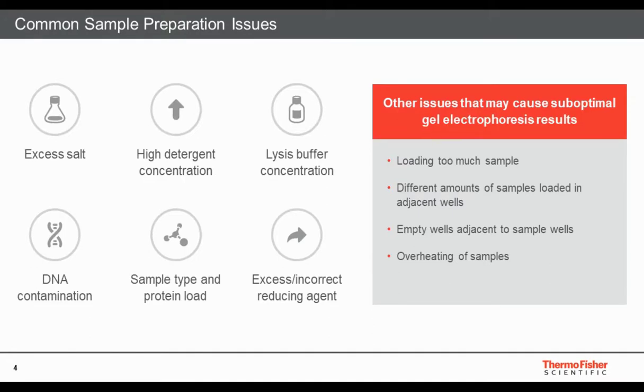This is the list of most common offenders when it comes to sample prep. Excess amounts of salt, detergent, and lysis buffer will have a noticeable effect on gel electrophoresis. DNA or nucleic acid contamination, the type of sample loaded and amount of protein loaded, the use of excess or incorrect reducing agent, loading different amounts of samples in adjacent wells, having empty wells adjacent to sample wells, and overheating of samples can all have adverse effects on gel electrophoresis.